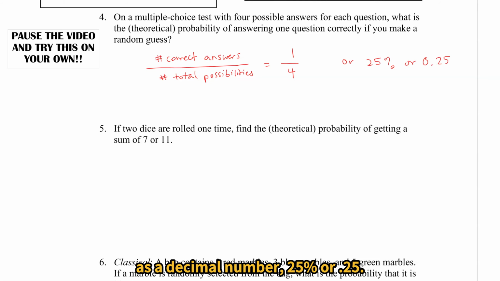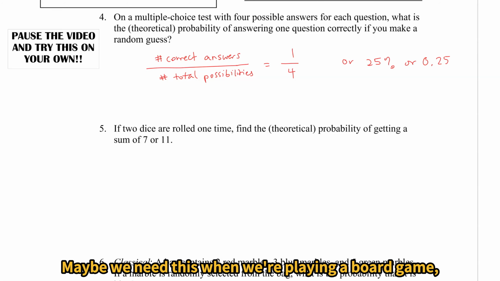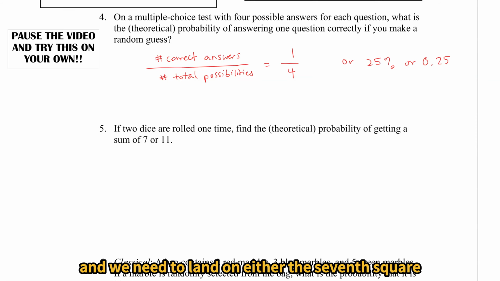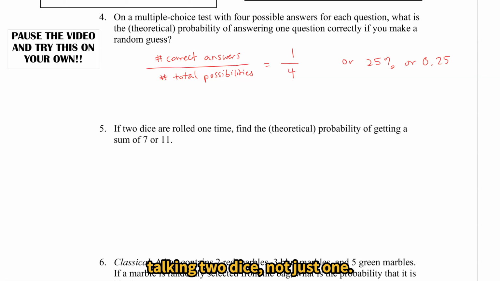If 2 dice are rolled 1 time, find the probability of getting a sum of 7 or 11. Maybe we need this when we're playing a board game and we need to land on either the 7th square or the 11th square. And we want to know what's the probability we're going to get there. Well, before we do that, we need the sample space. Here we're talking 2 dice, not just one. So one die has a sample space of 1 through 6, but 2 dice have a lot more than just 6 or 12. We have quite a few more.